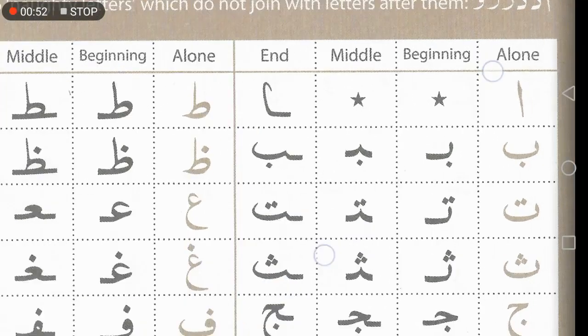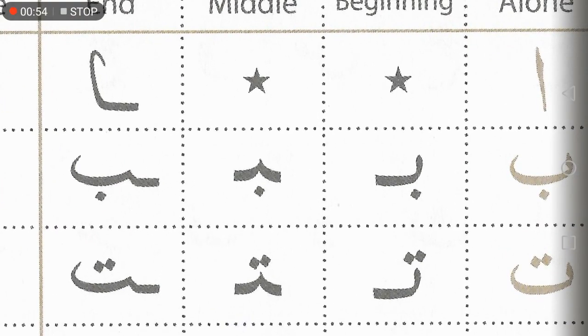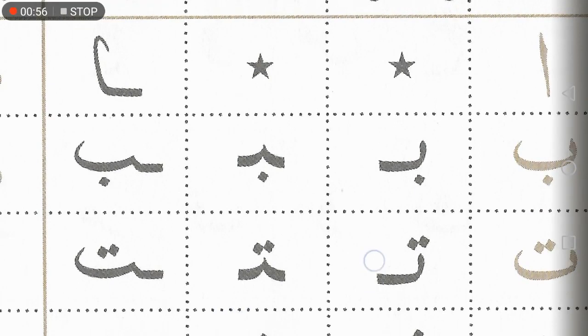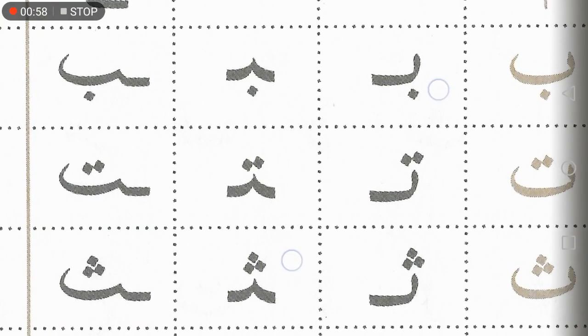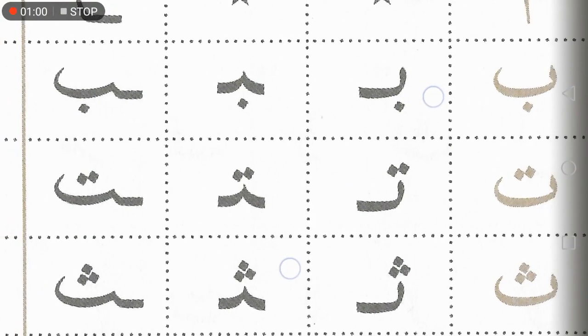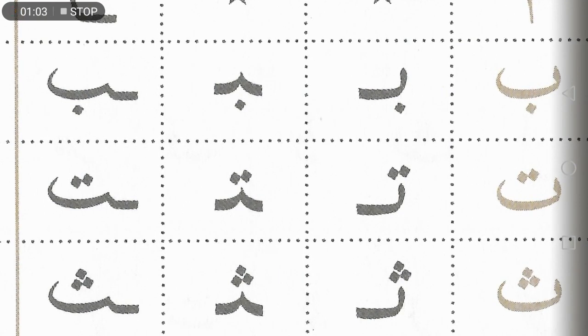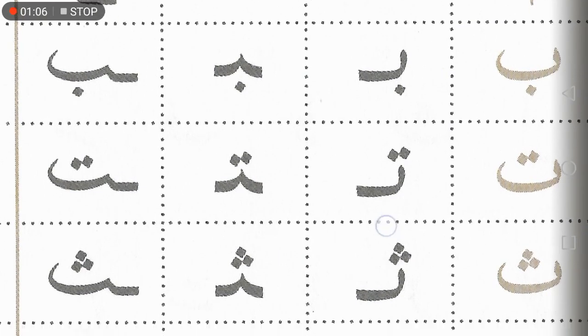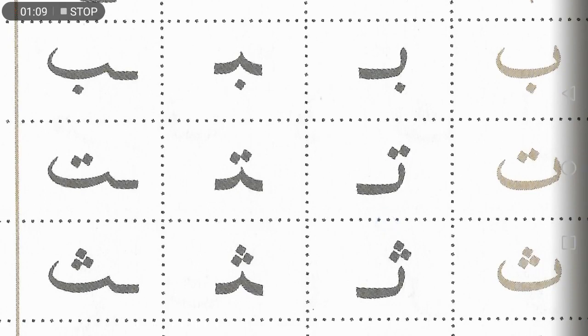So if we start, just have a quick look over here at ba, ta, and tha. The way that they appear when they're alone is on the right. The way that they appear at the beginning of the word is in the second column. The way that they appear in the middle of a word is in the third column. And the way that they appear at the end of a word is in the end column.